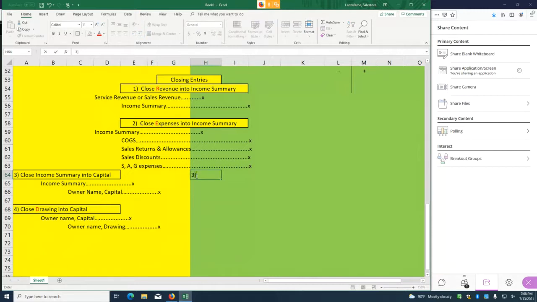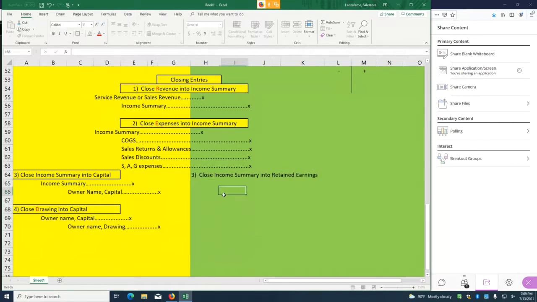But when you get to corporations, check this out. Closing entry number three now looks like this. We're now going to still close income summary. You dump the revenue and you dump the expenses into income summary. Now you're going to close income summary into hat number two, retained earnings.